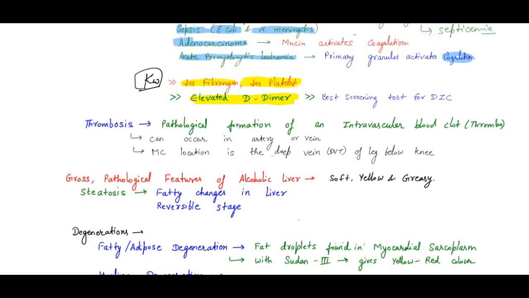Now what is thrombosis? Thrombosis is the pathological formation of an intravascular blood clot, a thrombus. It can occur in an artery or a vein. The most common is DVT, deep vein thrombosis of the legs. That's why in some questions they give deep vein of the legs, and that can lead to thrombosis.